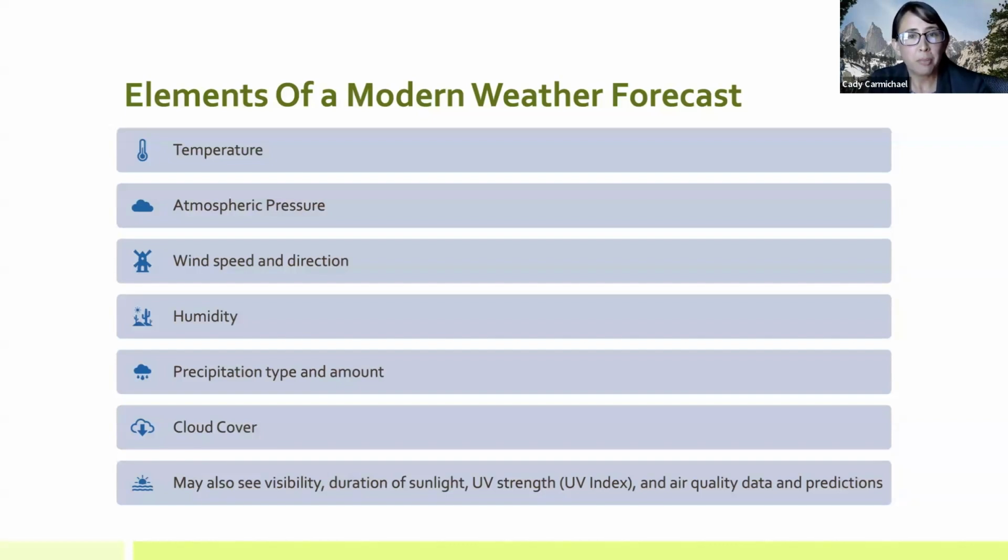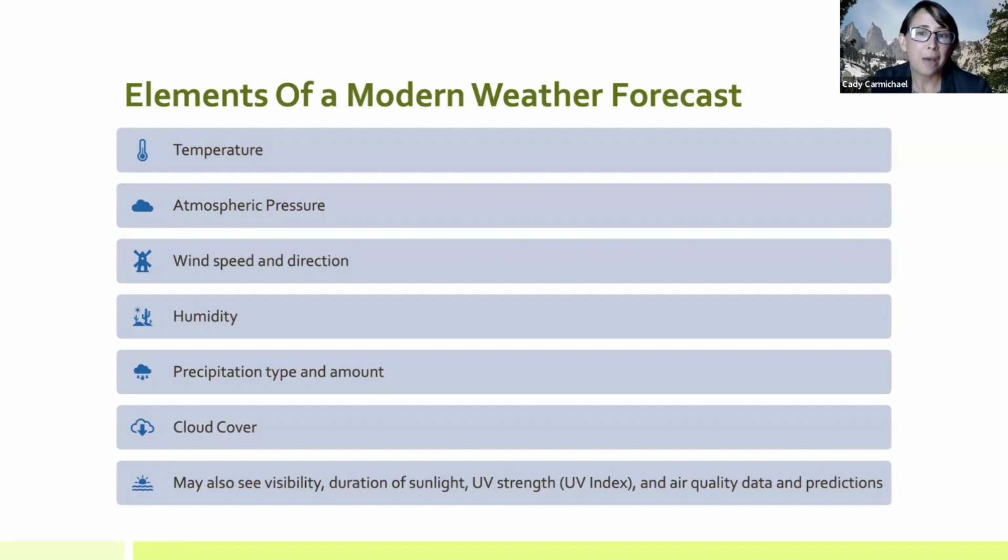You may also get information on what's known as the sensible temperature, which is how the temperature feels to our bodies. So that would take into account things like cloud cover, things like wind, because you can have, for example, an 80-degree day, but if you've got winds blowing and high cloud cover, then the sensible temperature may feel like it's 75 degrees. So that may be included as well.